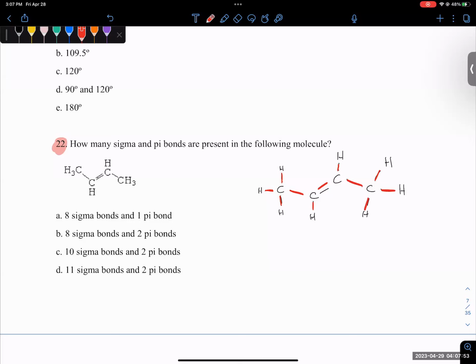Okay, and we know that double bonds are composed of a sigma bond and a pi bond. Triple bonds are composed of a sigma bond and two pi bonds. So we know that this double bond has one sigma bond, that red one, and that blue one is the pi bond.